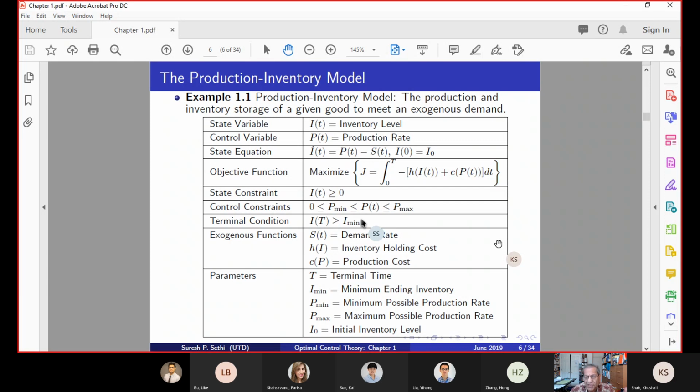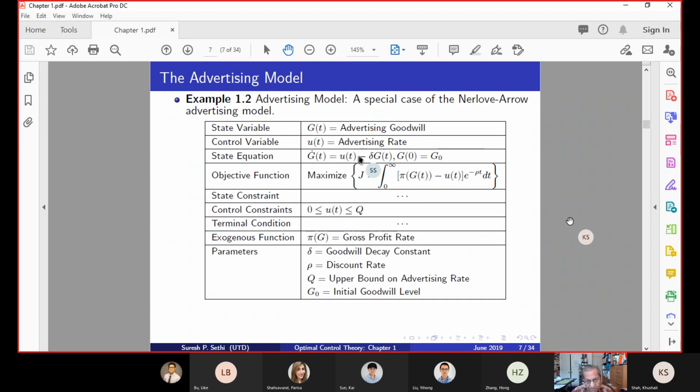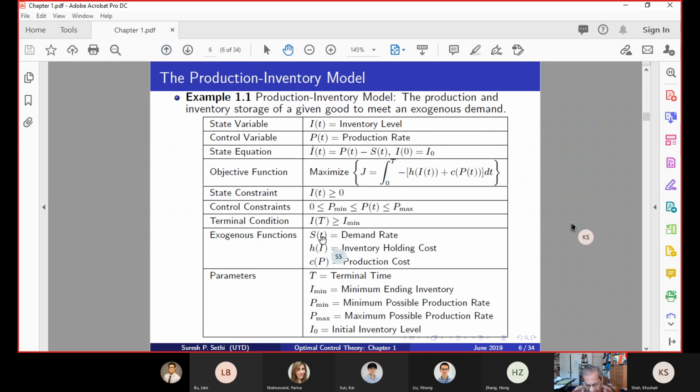Maybe suppose we solve the 1 year problem. Suppose T is 1 year. So we solve the 1 year problem. Doesn't mean that the company is not there after 1 year. So you may not want to leave the next year with no inventory in the beginning. So in that case, I may impose a constraint like I_T bigger than or equal to I min.